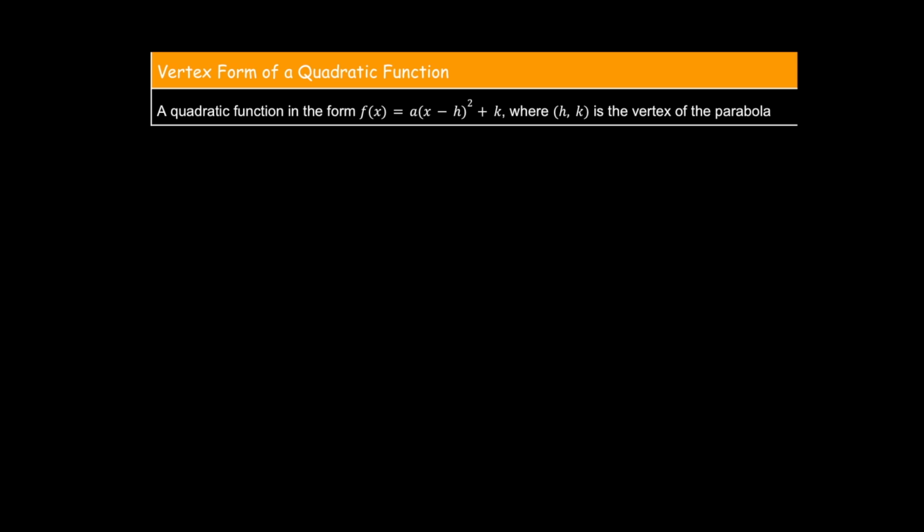Okay, so here we're going to look at the vertex form of a quadratic function. Now this is whenever the quadratic function is in the form of a times in parentheses x minus h squared plus k on the outside, and h and k happen to be the vertex of the parabola. Another way of looking at where the vertex is just applying transformations.